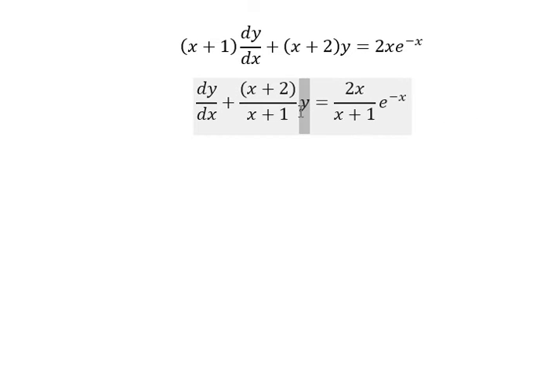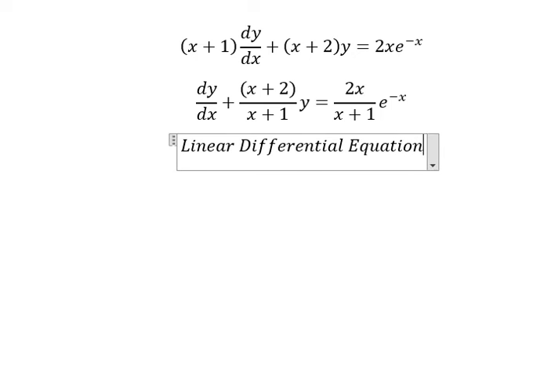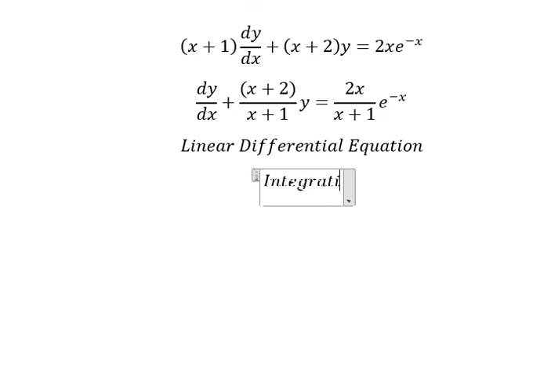Next, we have y and the first derivative of y. This is a linear differential equation. So we can use an integrating factor.